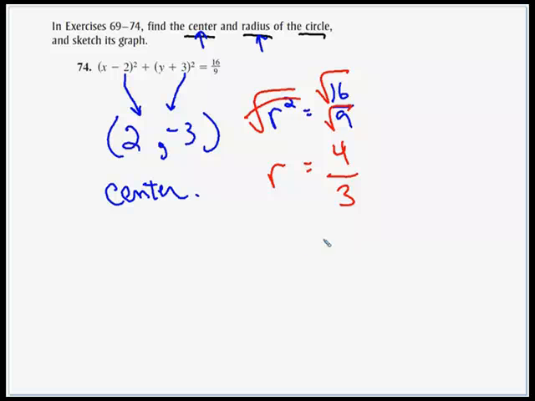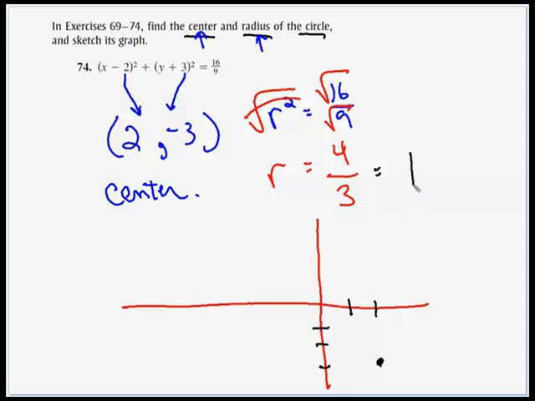If we wanted to do a quick sketch, I'm going to draw a quick x and y axis. I know my center is at 2, negative 3. There's the center of my circle. And the radius is just a little bit more than 1. If we make that into a mixed number, it'd be 1 and 1/3. So my radius is just going to go up to about here, maybe down to here, 1 1/3 in each direction. That would be my circle. And you can tell it doesn't cross the x-axis or the y-axis either.